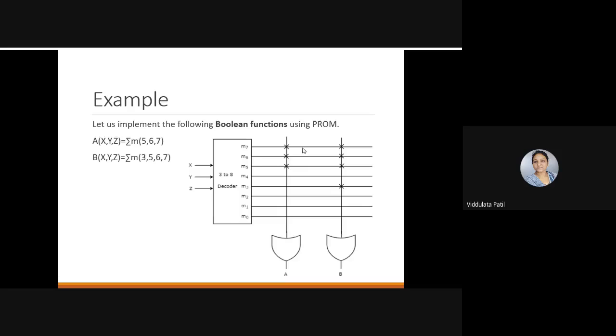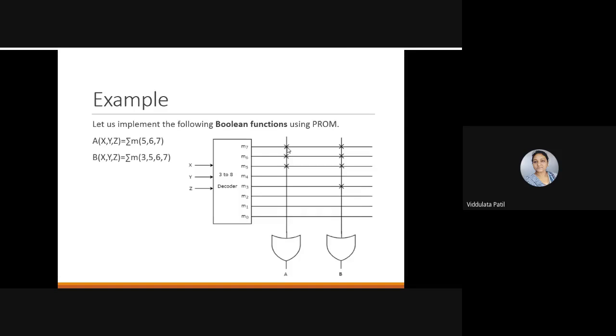Here, for all these outputs from this decoder, the fuses will be kept intact, and the other fuses will be blown off. So there will be connections to this OR gate from M5, M6 and M7 only. Here you can see that where there is a connection, it is shown by a cross.